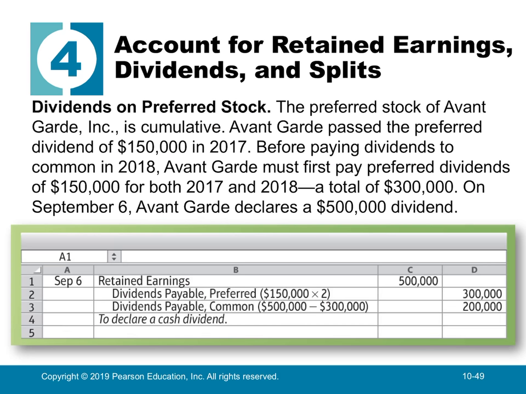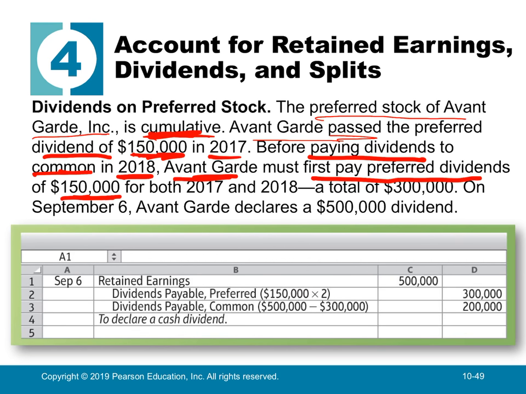So let's look at an example. The preferred stock of Avant Garde Inc. is cumulative, right? So Avant-Garde passed the preferred dividend of $150,000 in 2017, meaning they didn't declare a dividend and they skipped it. So they don't have to pay $150,000, but because it's cumulative, this $150,000 waits until they do declare a dividend. So let's say in 2018, they declare a dividend. Well, before paying any dividends to common, Avant-Garde must first pay preferred dividends of $150,000 for 2017 and 2018. Again, because the preferred stock is cumulative.